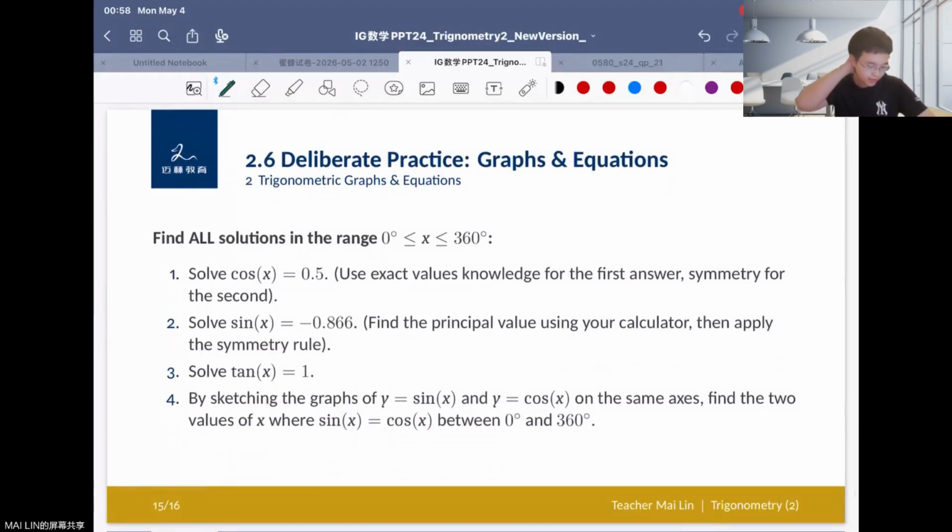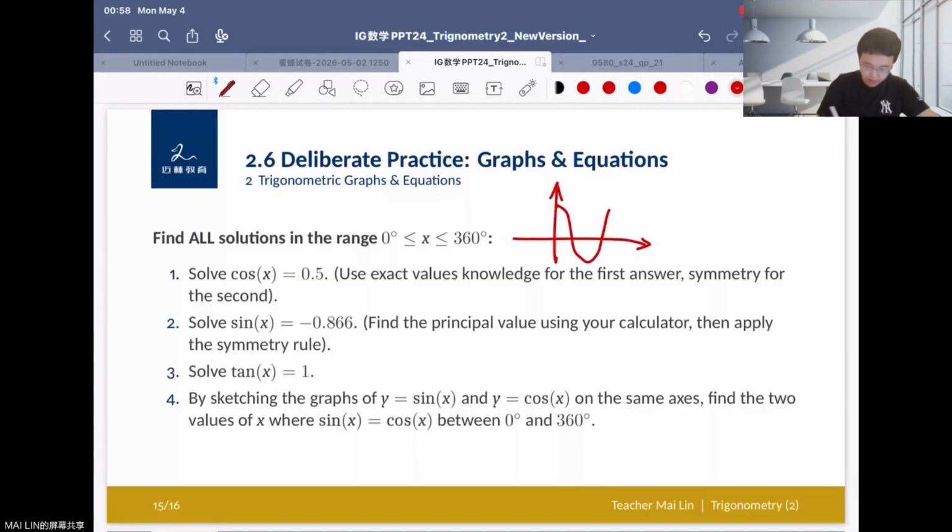So maybe let's move into the deliberate practice part. If you want to try it yourself, you can pause the video. But if you want to follow with me, you can keep going. Let's move to the first question: solving cosine x equals 0.5. Here we can first draw the trigonometric graph of cosine x.